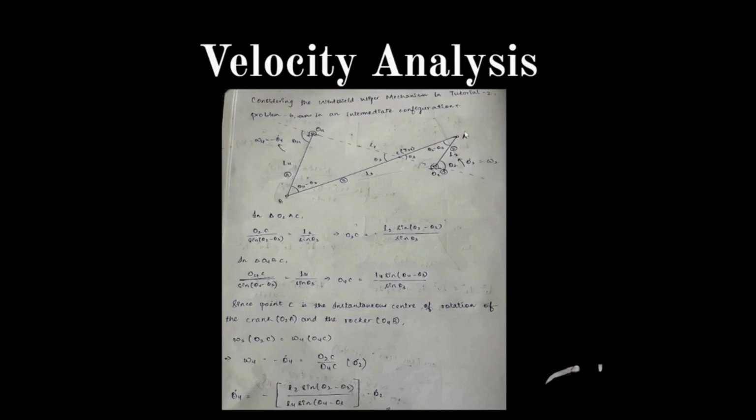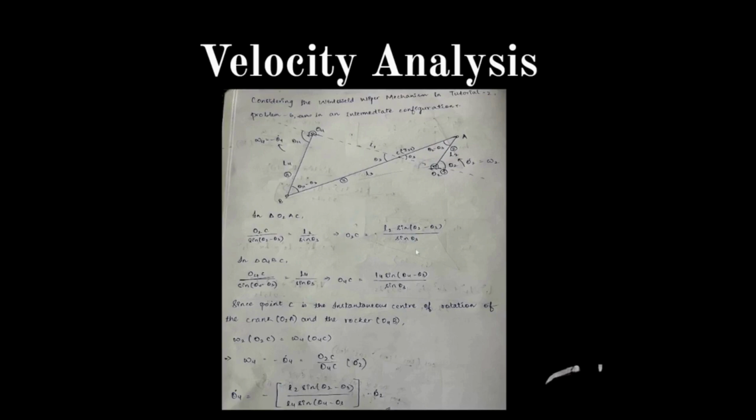Let us consider the link O2A to be link number 2, link AB to be link number 3, and link BO4 to be link number 4. Now, if we try to find the IC of link number 2 and link number 4, we will find that the IC of those two links lies on link number 3 at point C, as we can see here.